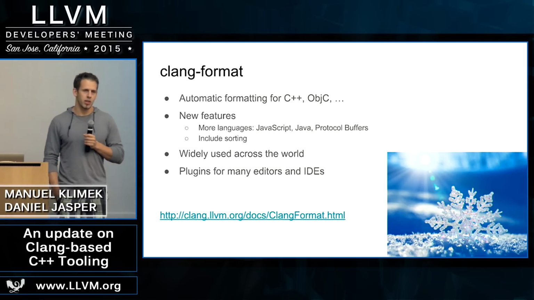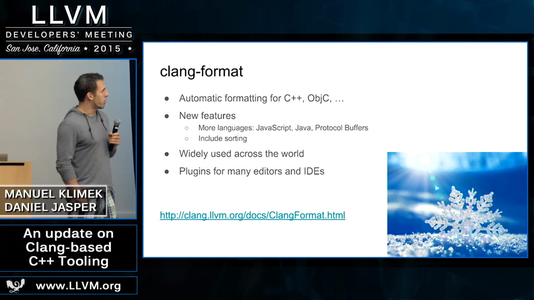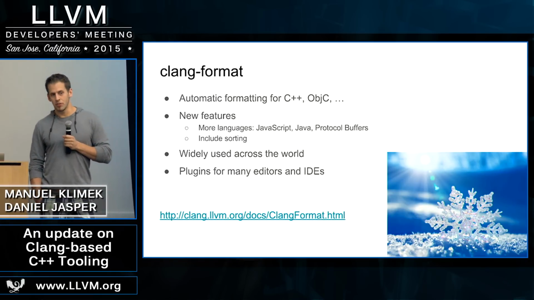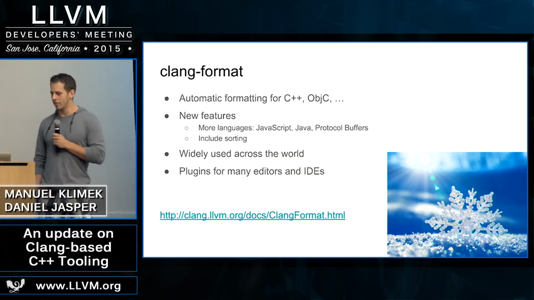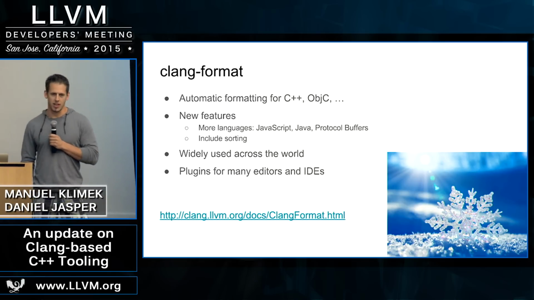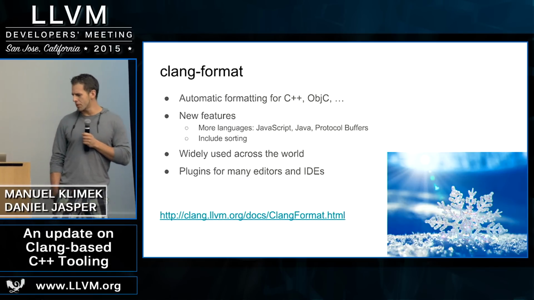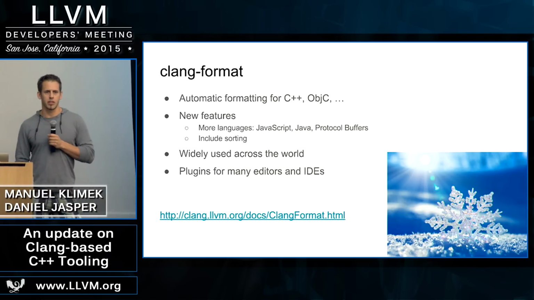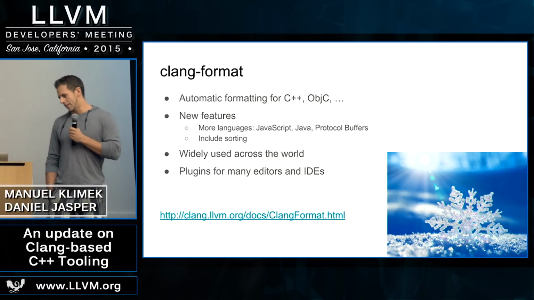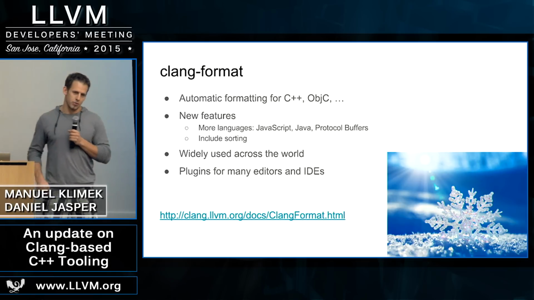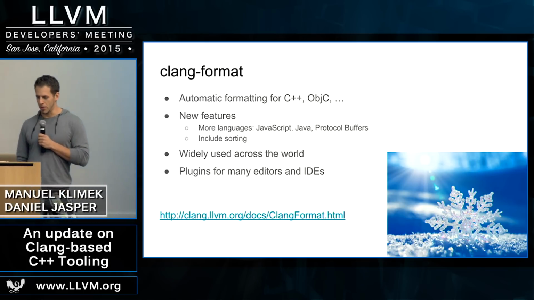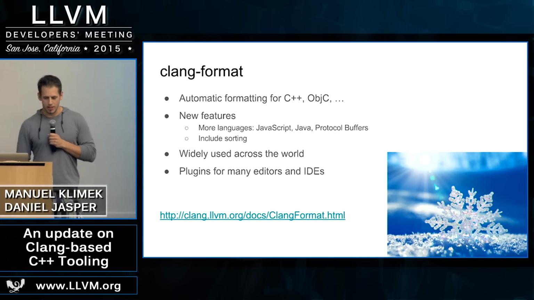We've added some new features over the last year or so. Mostly you can format more languages now. So shockingly, within the Clang and LLVM tree, you now have a JavaScript and Java formatter, which is kind of nice. Just about 1 or 2 months ago, I added include sorting. I always find it tedious to have to sort includes manually or with Vim commands or something, so Clang format can now do that.